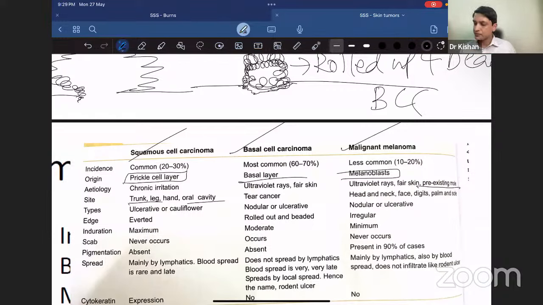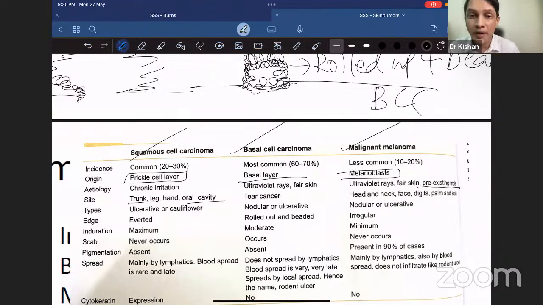Edges: clinically, how do you distinguish by edges? In SCC, we have everted edges. In BCC, we have rolled up and beaded edges. In malignant melanoma, we have irregular edges or margins. Induration, the hardness of the subcutaneous tissue, is maximum in SCC because it's spreading. In BCC it's moderate, whereas in malignant melanoma, you don't find any kind of induration.